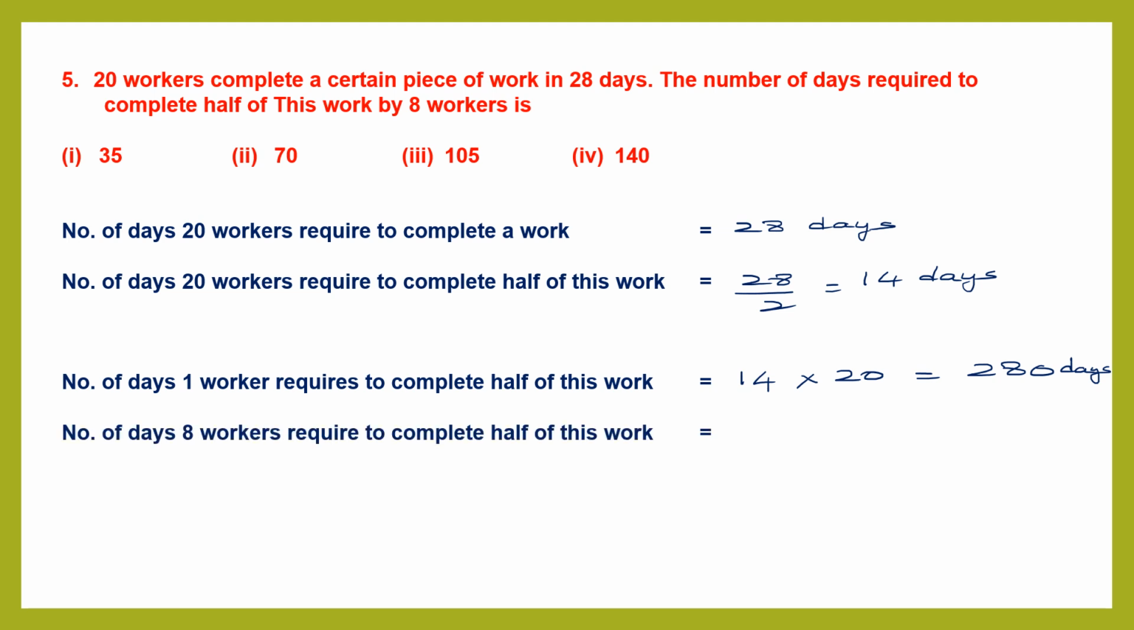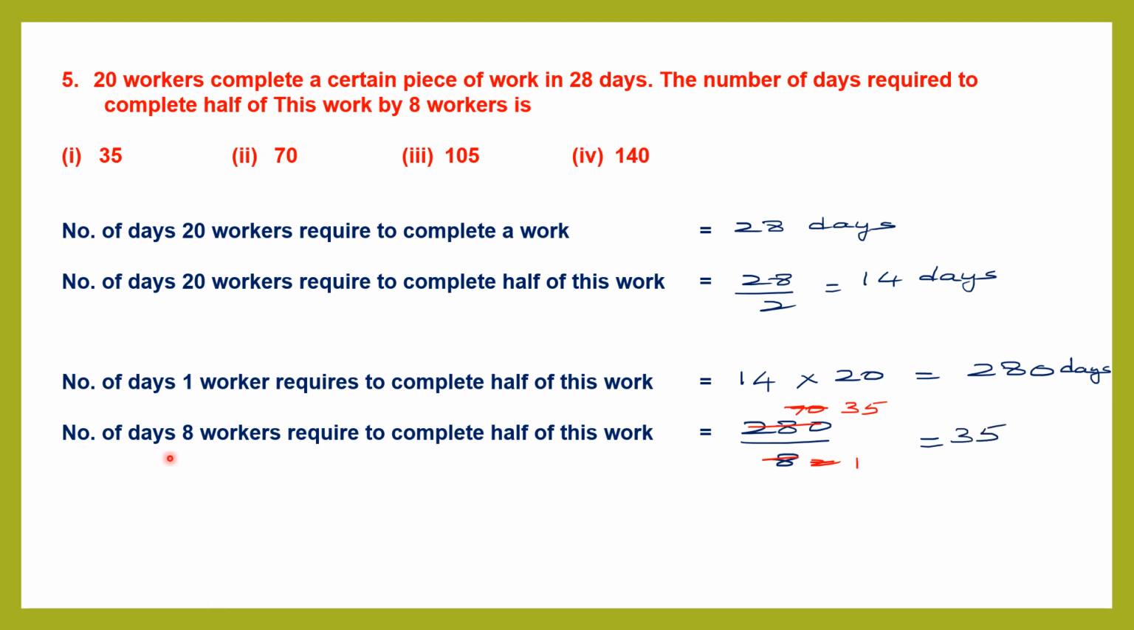Next is how many days 8 workers will require to complete half of this work. So if one worker takes so many days, if there are 8 workers, that work will be finished earlier, isn't it? So that means you need less number of days. So that is division. So that is 280 divided by 8. So let's divide this by 8. We can cancel with 4. 4 2s are 8. 4 into 70. Now we can cancel 70 and 2. 2 1s are 2. 2 into 35. So this is 35.